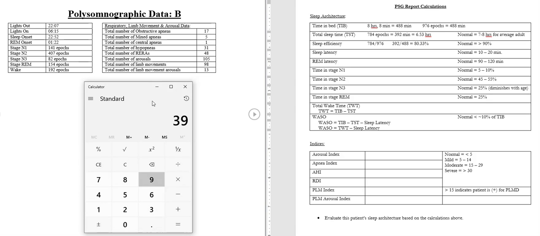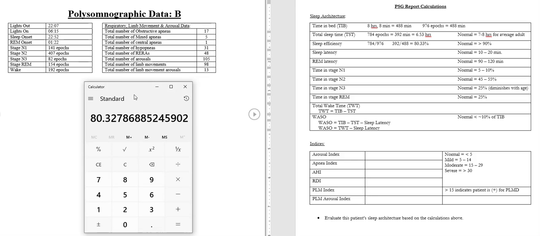Or if I do it in minutes, 392 divided by 488, it's the same, 80.33. So as long as you're keeping the increments the same, you'll be able to get the percentage correctly. And just going back to high school math, converting a number into a percentage: if you don't understand how I got 80.33 from this number, all you do is times it by 100, and that's your percentage.